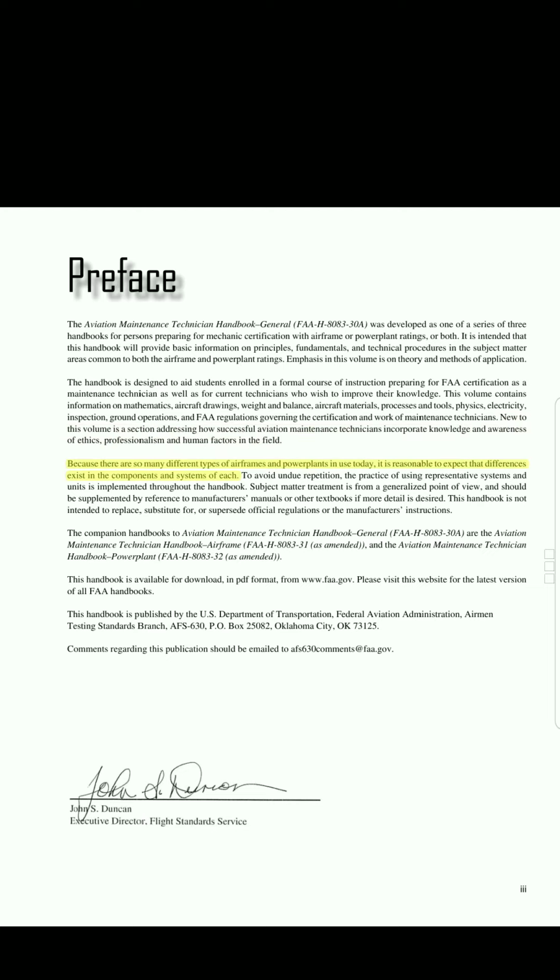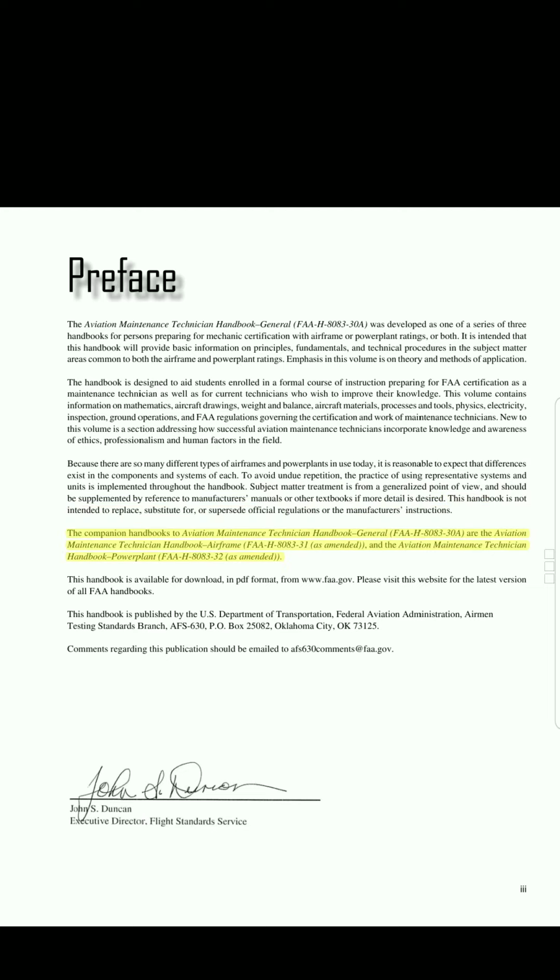Because there are so many different types of airframes and power plants in use today, it is reasonable to expect that differences exist in the components and systems of each. To avoid undue repetition, the practice of using representative systems and units is implemented throughout the handbook. Subject matter treatment is from a generalized point of view, and should be supplemented by reference to manufacturer's manuals or other textbooks if more detail is desired. This handbook is not intended to replace, substitute for, or supersede official regulations or the manufacturer's instructions.